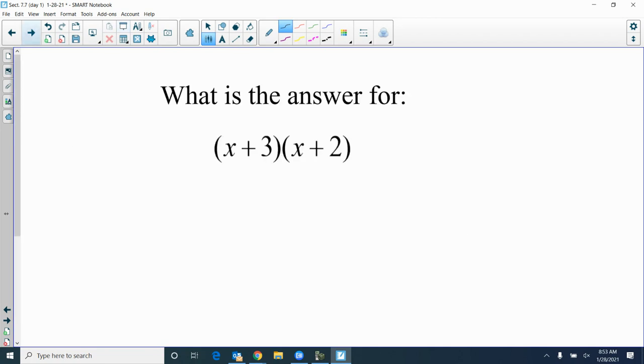All right, this isn't on your guided notes, but just take a look. What do you think the answer is for this? Just looking at it. Something we haven't done before. Colin, he's a brave man. All right, what do you think? He says x squared plus 5.